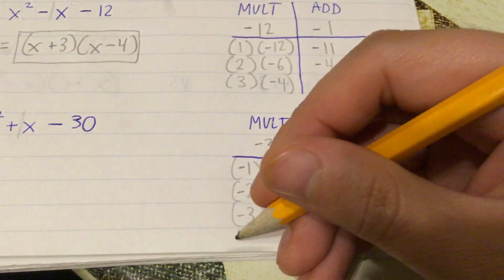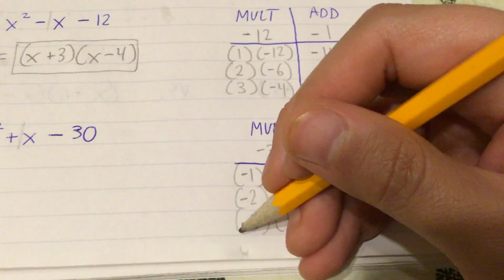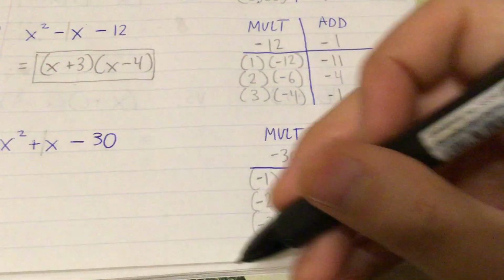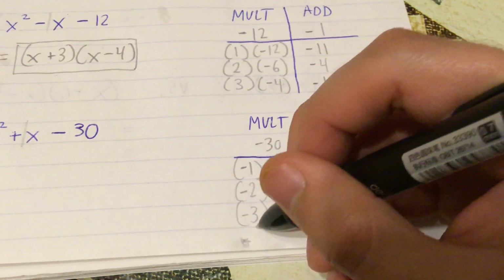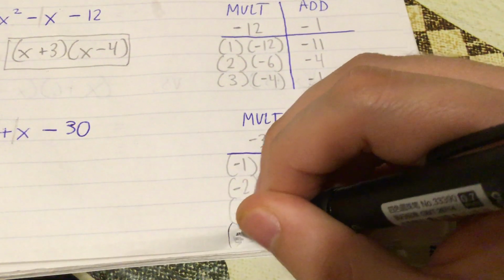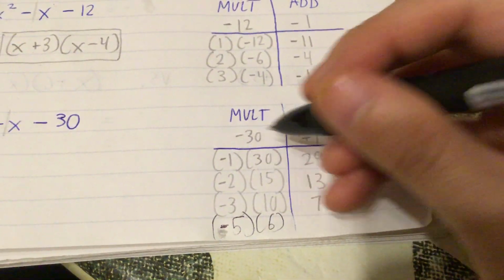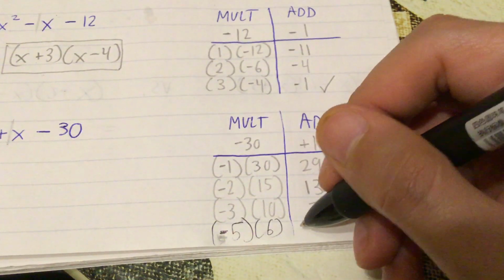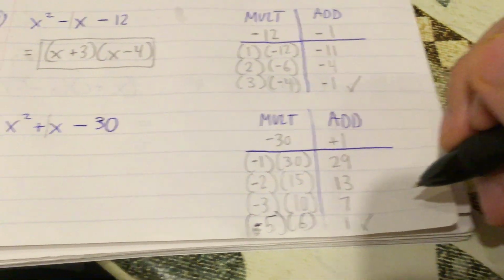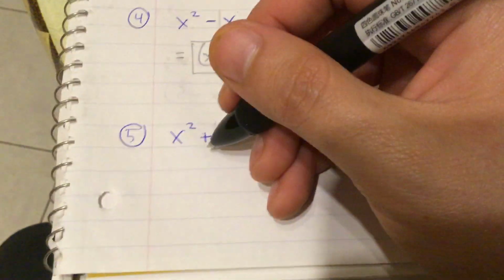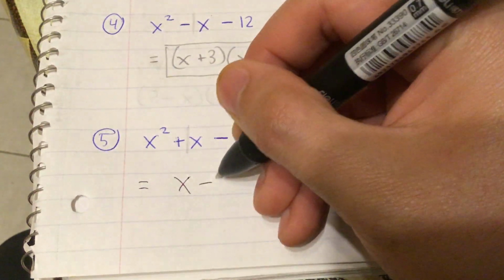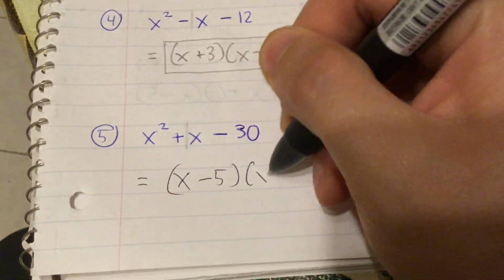Yes, in particular, let me get a little bit of room up here. I'm going to need a pen. Negative 5 times positive 6. Negative 5 times positive 6 is negative 30, but negative 5 plus 6 is positive 1. There's the winning team. So therefore, if negative 5 and positive 6 are the winning team, x squared plus x minus 30 is x minus 5, x plus 6.